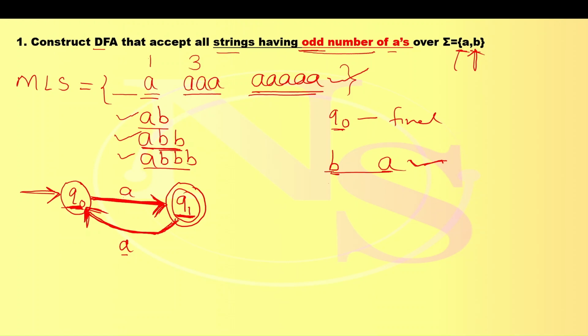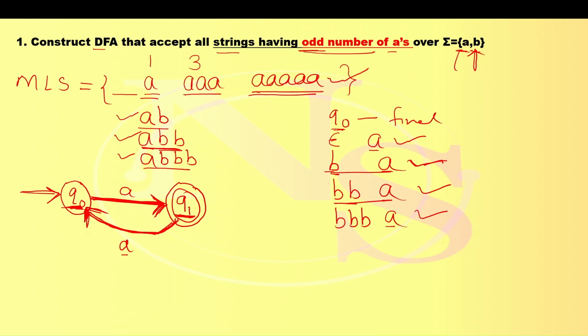Is Q0 looking for only one B, or can multiple B's come? Check. Before this A, if two B's are coming, is this a valid string? Yes, the number of A is still 1, so BBA is a valid string. If triple B comes before this A, the number of A's is still 1, so this is also a valid string. Also, if no B comes before this A, that is epsilon. That is also fine because the number of A is still 1 and it's odd.